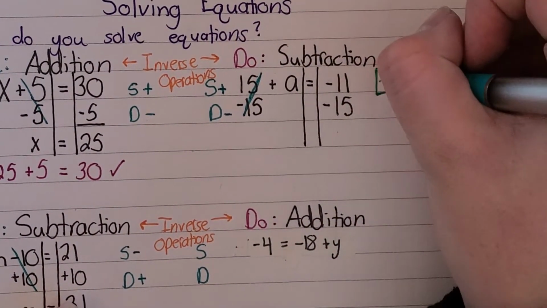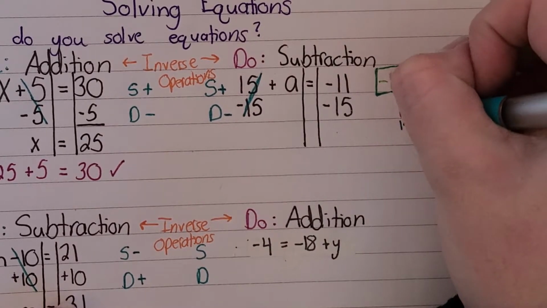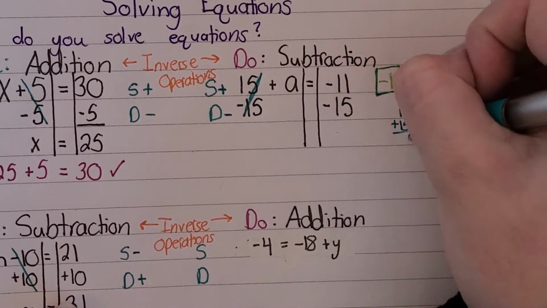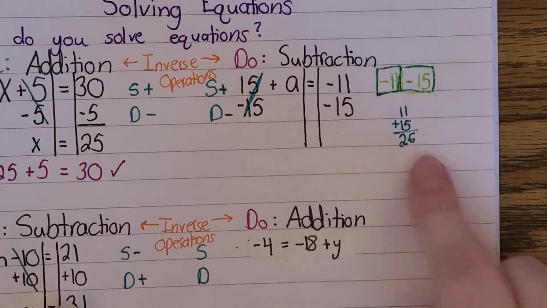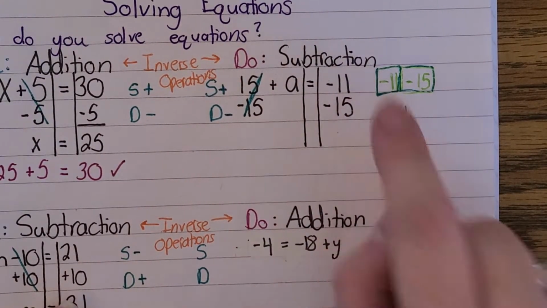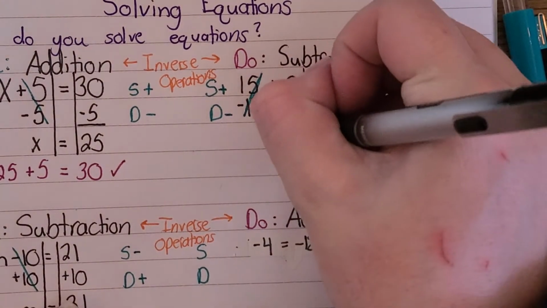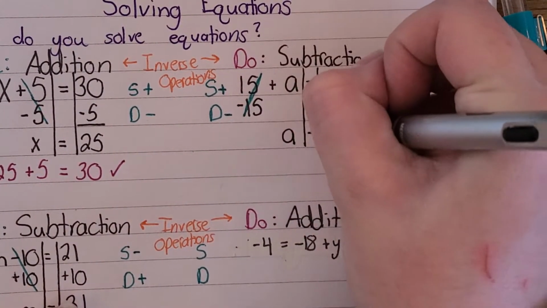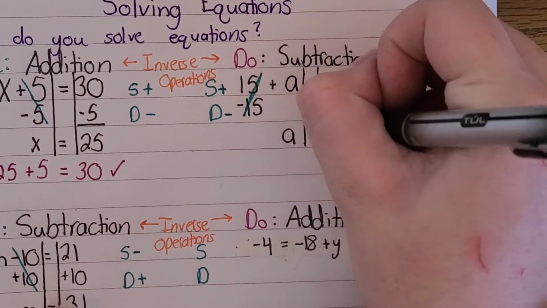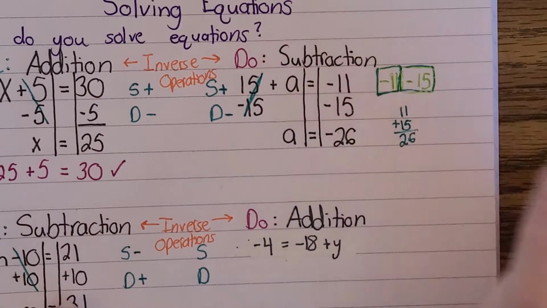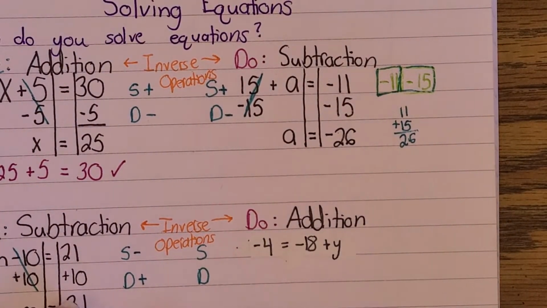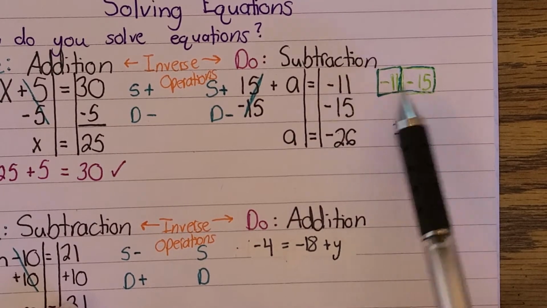So same signs, negative and a negative, we're just going to add and keep, okay? So this will be 11 plus 15. That's 6, that's a 2. So this is 26, and we're going to keep the sign. So we're going to say a, because it's the only thing over here, equals negative 26. Okay? Same signs, add and keep.